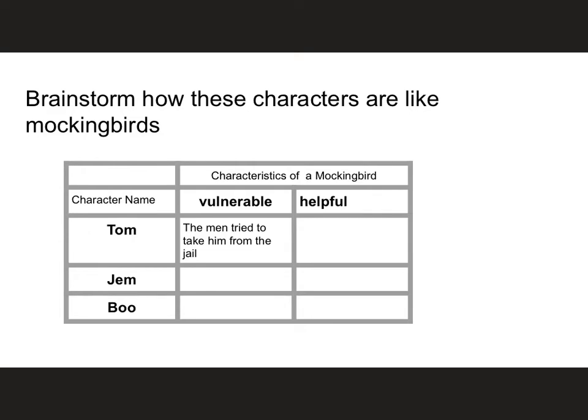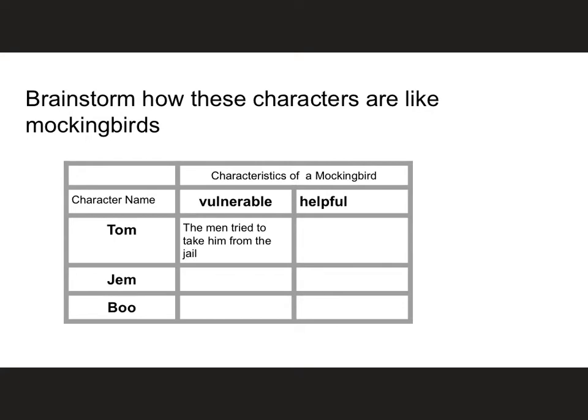I came up with an example for how Tom is vulnerable. I wrote that in the story, the men tried to take him from the jail. And as you remember, he would have been taken if it hadn't been for Atticus, who sat there and protected him. So this shows how Tom is vulnerable because of the racism of the time. He needed protection to not be hurt.